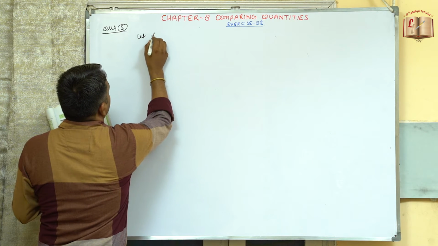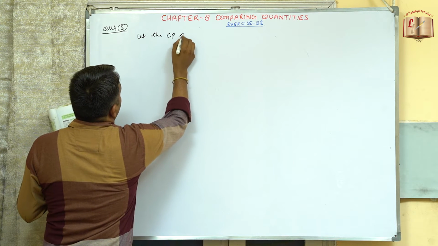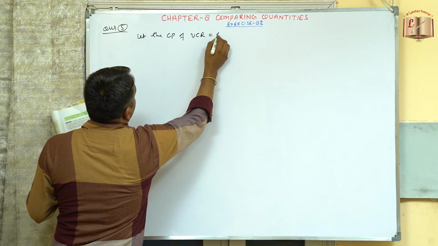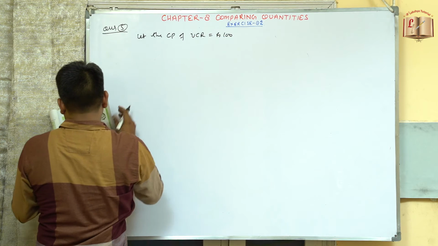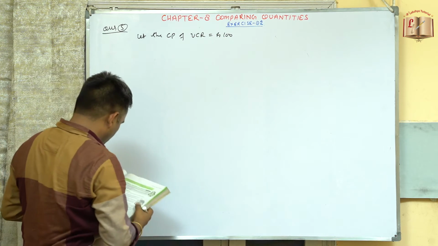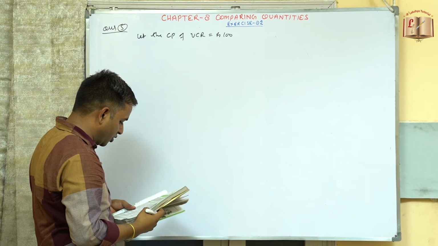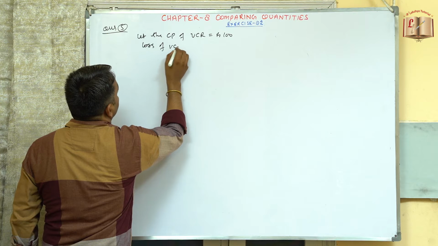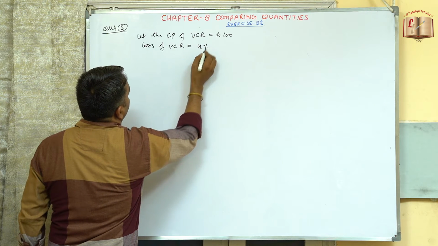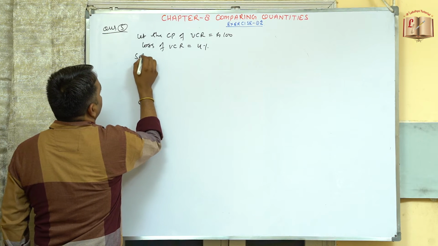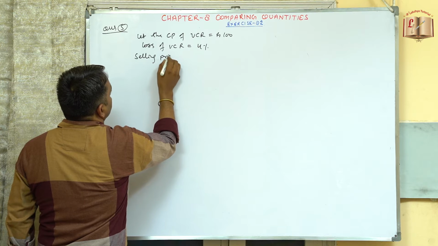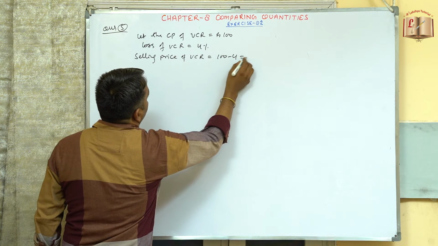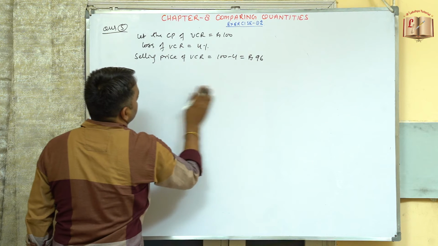So let the CP of VCR be equal to rupees 100. And it is given that the shopkeeper made a 4% loss on the VCR. So the loss on VCR is equal to 4%. So the selling price of VCR will be now 100 minus 4. So this will be rupees 96.